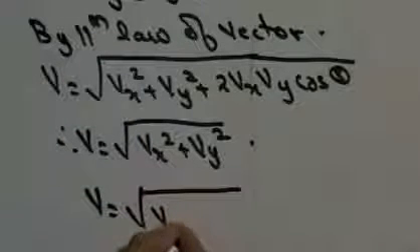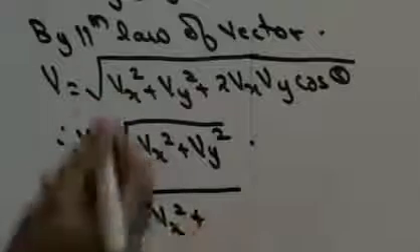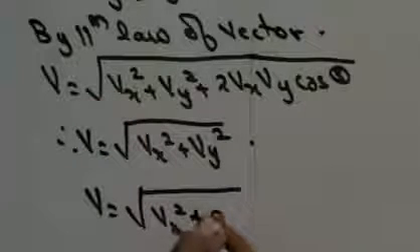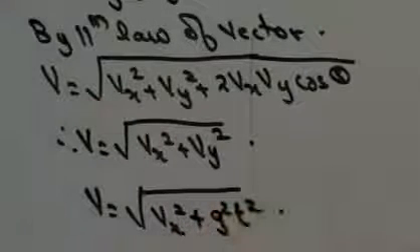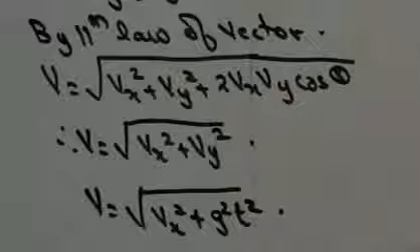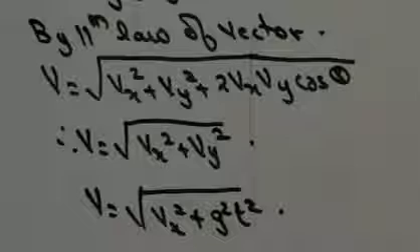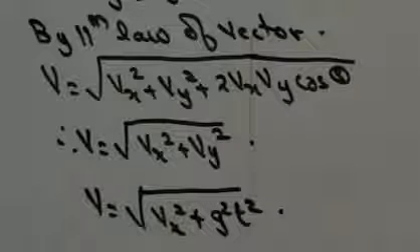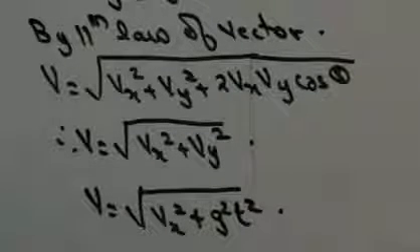This is Vx square plus Vy square, and we found Vy as gt, so this is nothing but g square t square. So the velocity at point P is going to be the square root of Vx square plus g square t square, right?